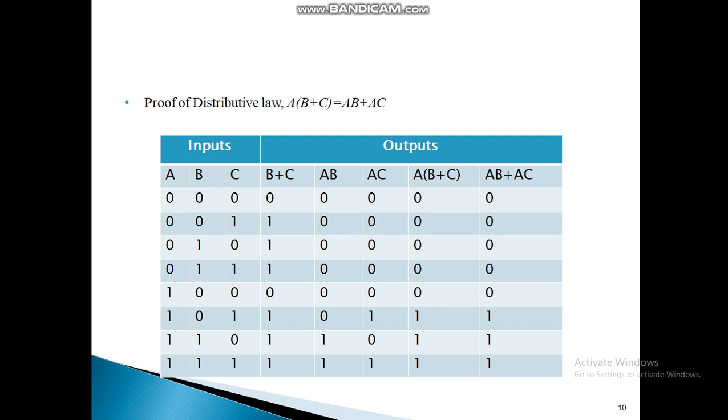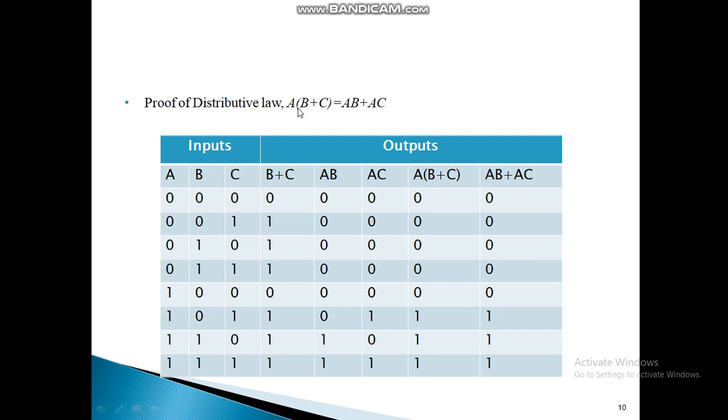Proof of distributive law: A into B plus C is equal to AB plus AC. Here we have three variables A, B and C. So 2 power n, which is 2 power 3, is equal to 8. So we have 8 possible combinations: 000, 001, 010, 011, 100, 101, 110, 111.